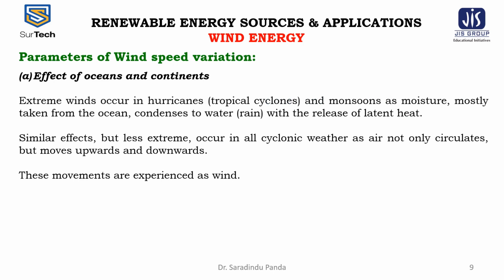Now the parameters of wind speed variation. Number one is the effect of oceans and continents. Extreme winds occur in the hurricanes, that is the tropical cyclones, and the monsoon, as the moisture, mostly taken from the ocean, condenses to water, with the release of latent heat. Similar effect but less extreme occurs in all cyclonic weather, as air not only circulates but moves upwards and downwards. These movements are experienced as wind.